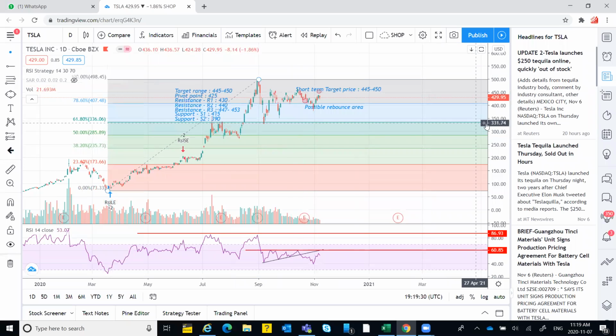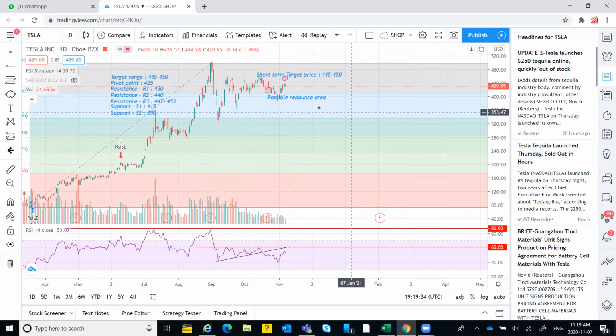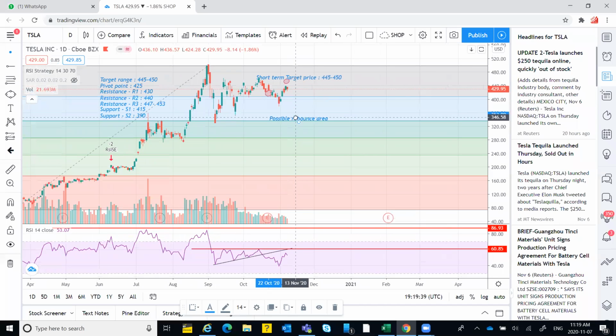So Tesla is consolidating at the 430s, 420s level. It took a support from this level. I will make it clear for you guys. This is the previous chart. These are previous levels which have been identified, and we are still good with these levels. The target range of 445 to 450, pivot point 425. Ignore this because this was from that particular day.